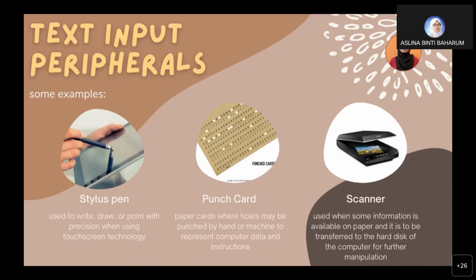Here are some examples of input peripherals. The first one is a very common device among tab or iPad users, which is a stylus pen. It is used to write, draw, or point with precision when using touchscreen technology. Next is punch card. Punch card is a paper card where holes may be punched by hand or machine to represent computer data and instructions. The last one is scanner. Scanner is used when some information is available on paper and it is to be transferred to the hard disk of computer for further manipulation.